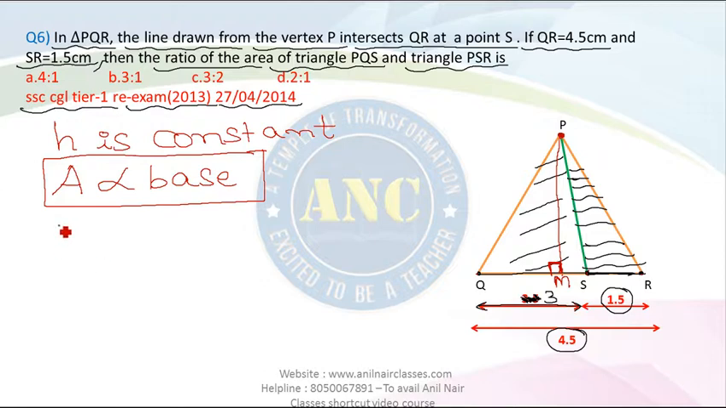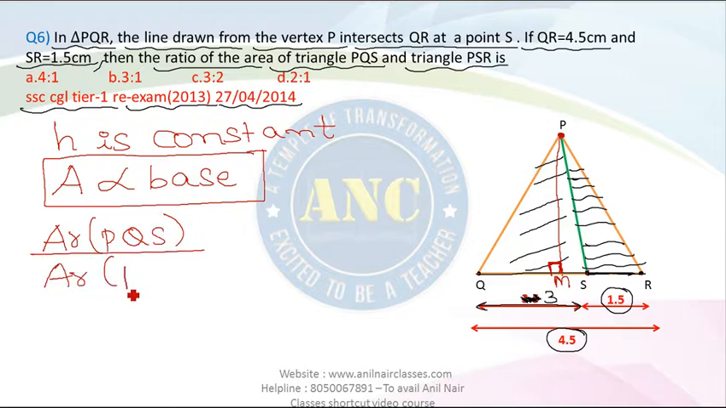If the height is constant, area is definitely directly proportional to base. That means A1, the area of triangle PQS, divided by the area of the other triangle PSR, is equal to the base of triangle PQS, which is nothing but QS, divided by the base of triangle PSR, which is SR. Do you know the values of QS and SR? Definitely you know it. Substitute and simplify.